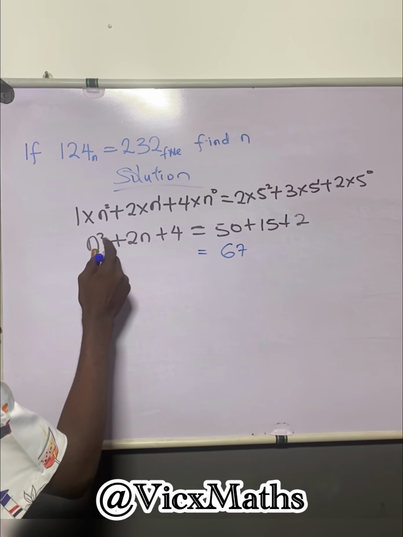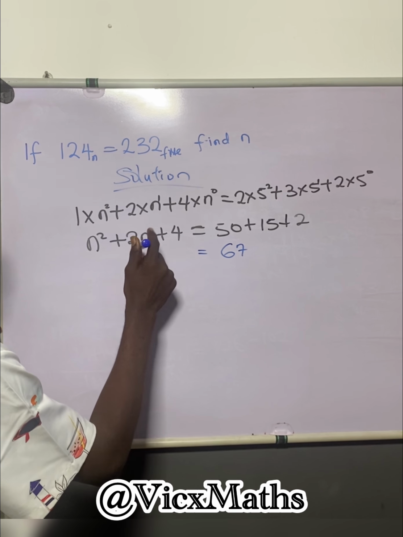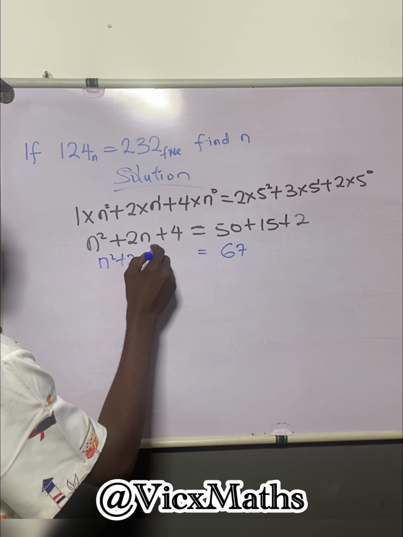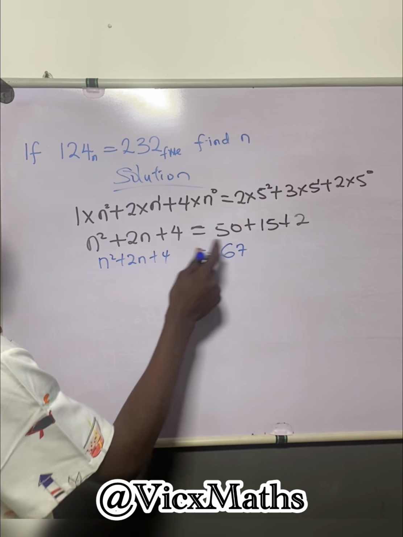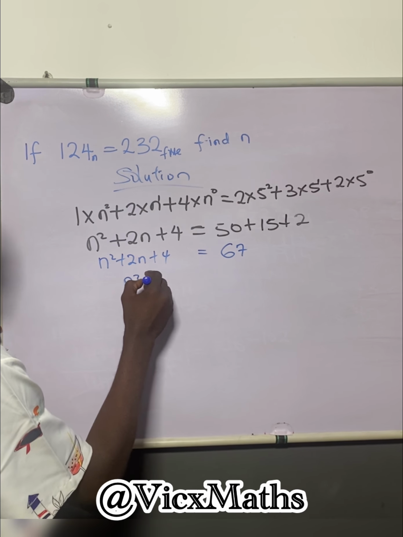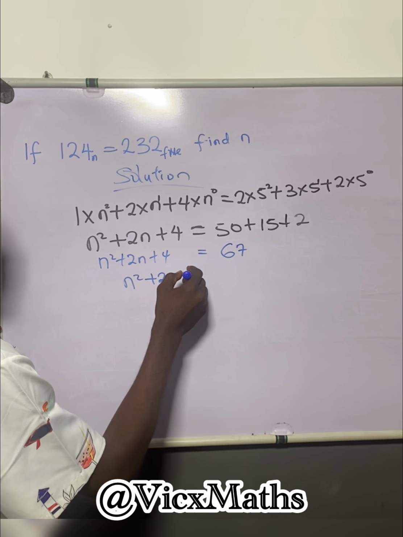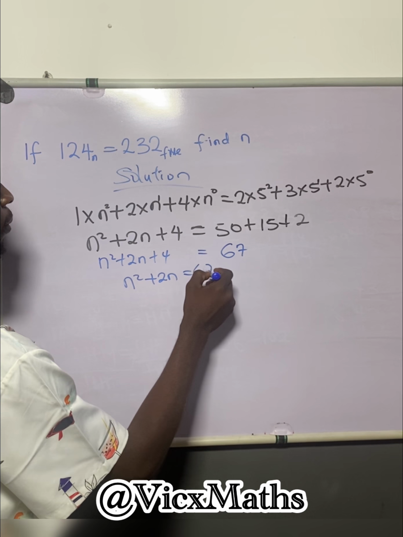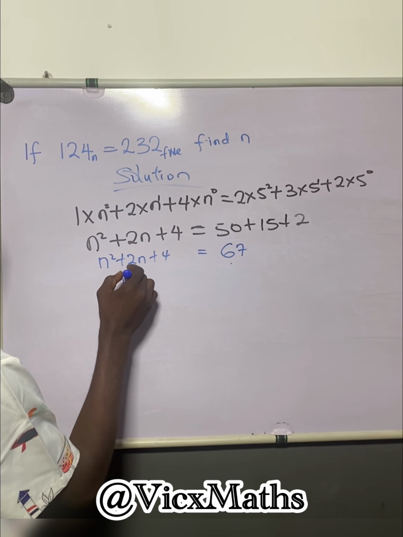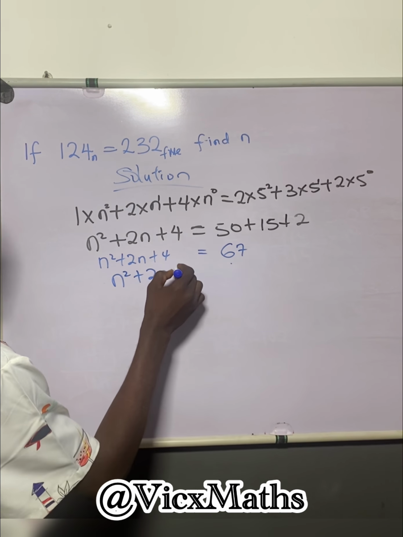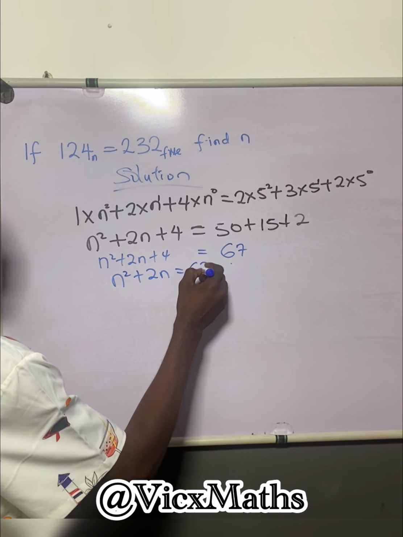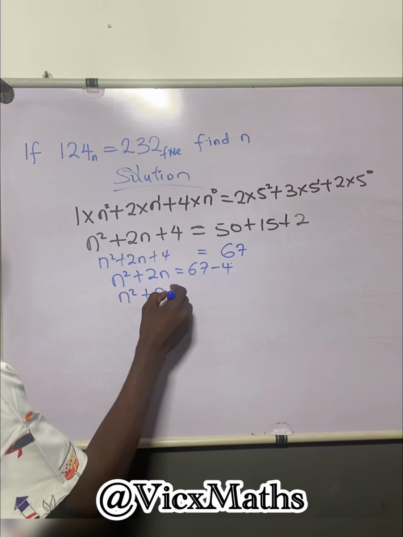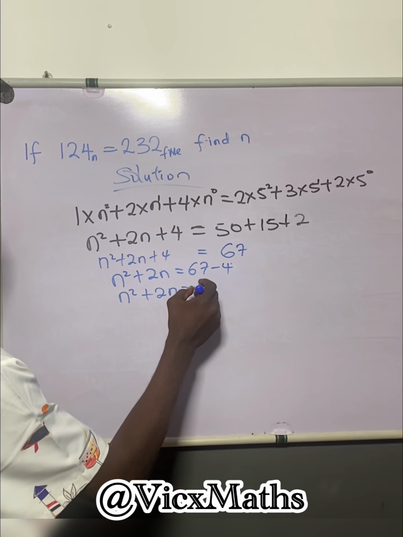So here we have, you can't even add this, so you have to take this. You have n raised to power 2 plus 2n, plus 4. That's for that. When this 4 crosses the equality sign, it becomes 67 minus 4, which will give us n raised to power 2 plus 2n equal to 67 minus 4, which is 63.